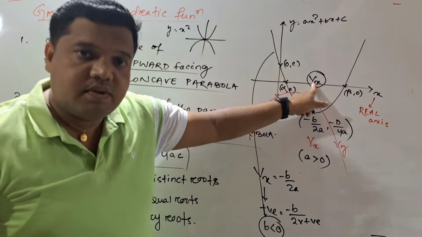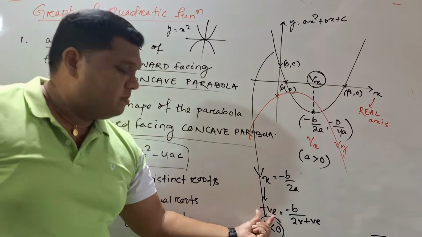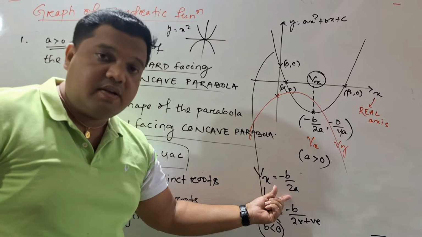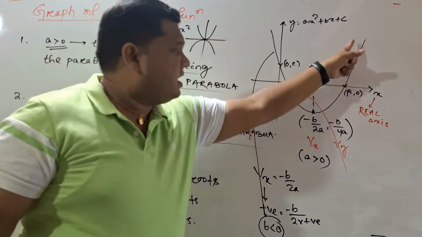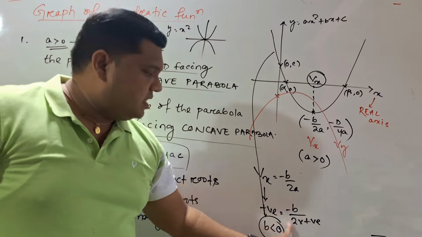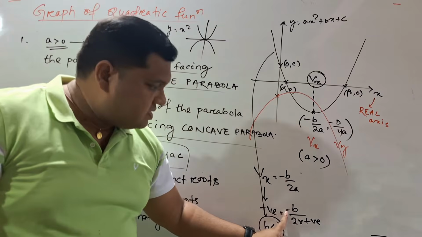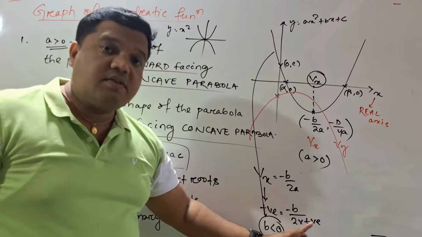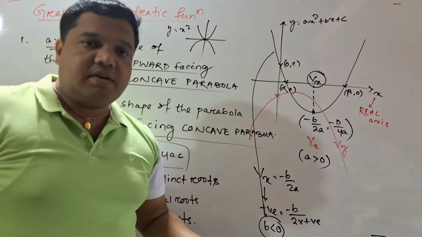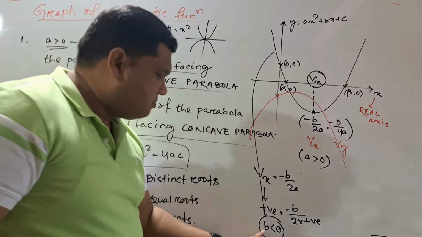The vertex is positive. The x coordinate of the vertex is minus b by 2a. Here a is greater than 0, so the denominator is positive. This is a negative sign. Minus and plus become minus, but the final result is positive. So b must be negative, na? Are you clear? So here b is less than 0.